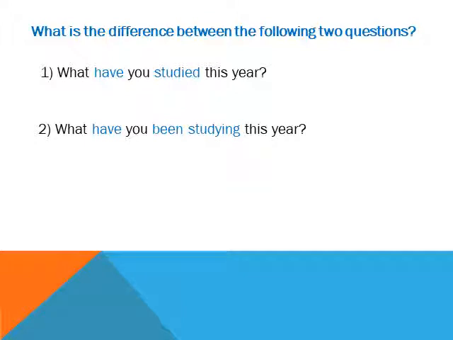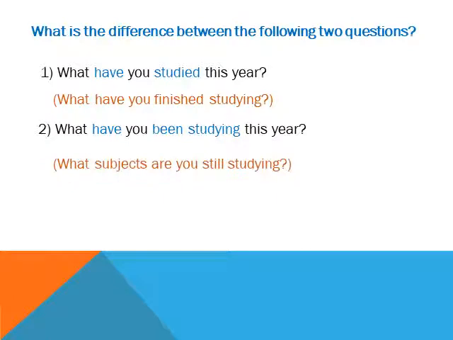Now, it's very noticeable here that there is a difference in form. The first question uses the present perfect, and the second question uses the present perfect continuous. So what is the difference in meaning between these two questions? What have you studied this year means what have you finished studying this year? Number 2, what have you been studying this year means what subjects are you still studying?